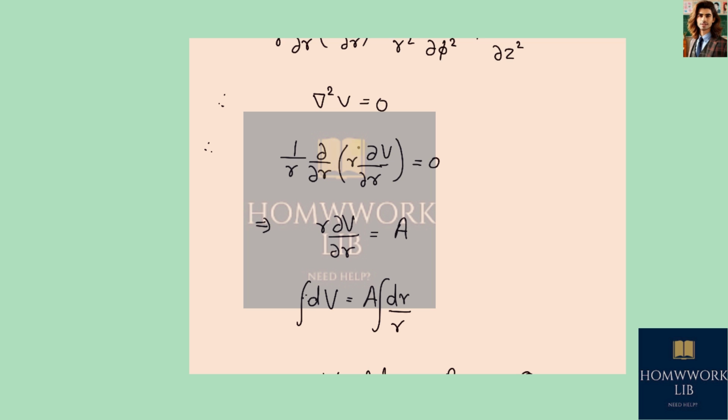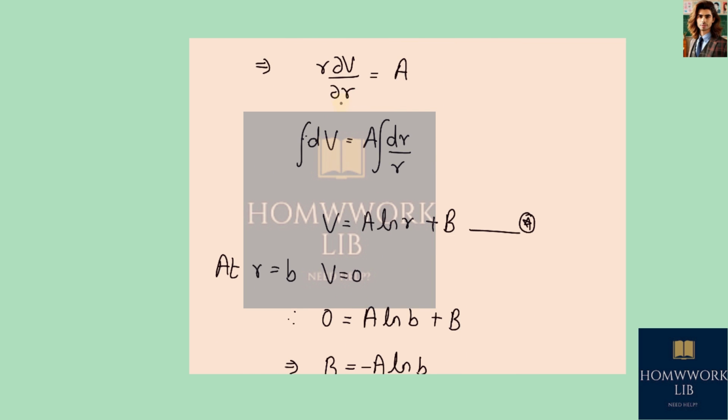We know that the differentiation of any constant is equal to 0. So I can say that this is a constant. So r del V by del r will give me some constant. Let us call that constant a. Rearranging this equation, I will get dV is equal to a dr by r. Integrating on both sides, we will get V as equal to a ln of r, because the integration of 1 upon r dr is ln of r, plus b. Let us call this equation star.